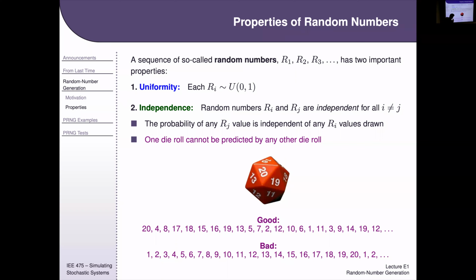If I don't know any information, I don't know what this first one's going to be. It could be anything from 1 to 20. But once I know that the previous one was 2, then I know the next one's going to be 3. So even though it has uniformity, it does not have independence.